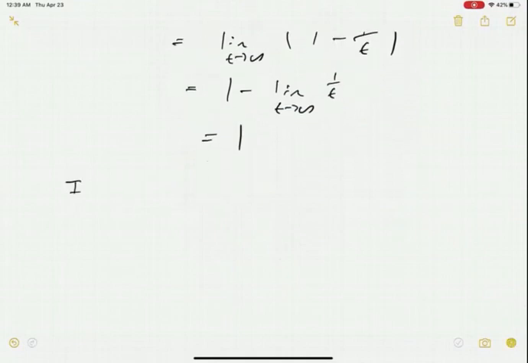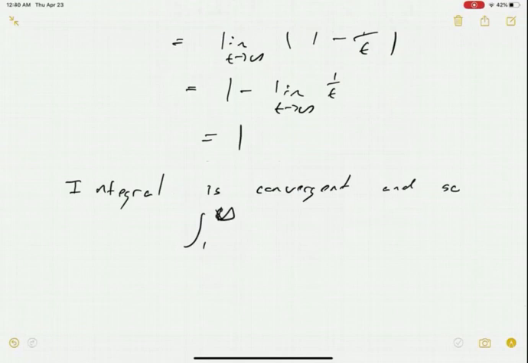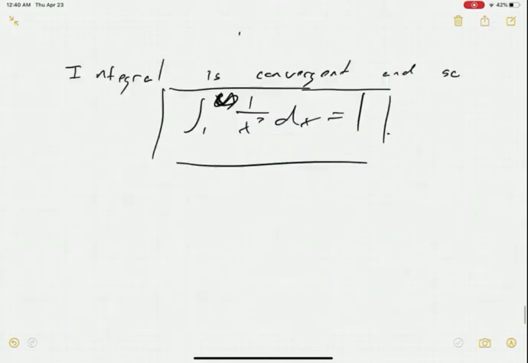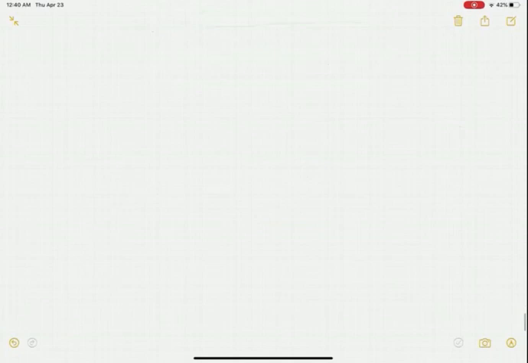We need to have this wrap-up sentence, kind of like with series. We need to say the integral is convergent, and so we have this. Once we say it's convergent, we can say this integral is equal to that.